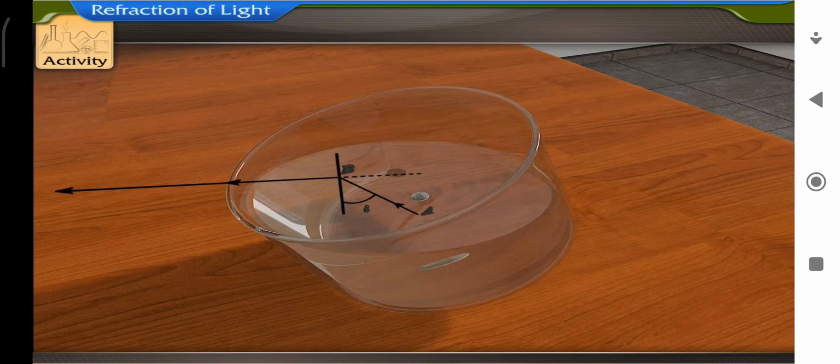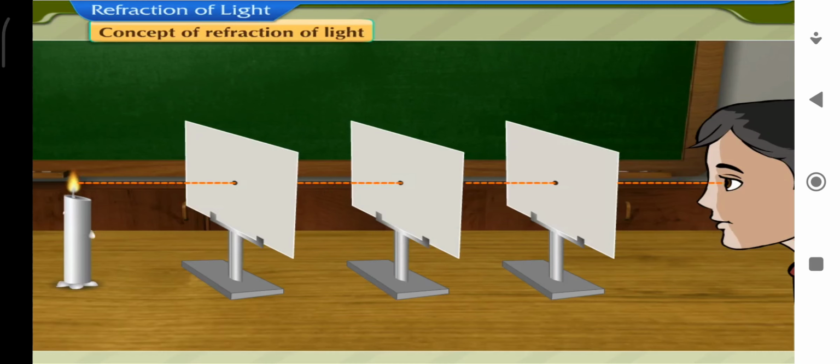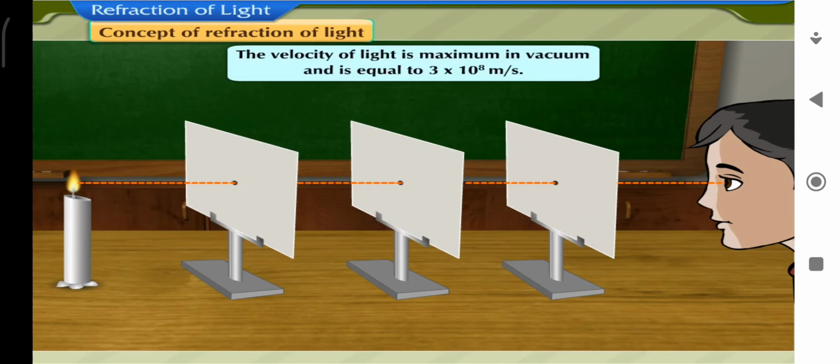Let us understand the concept of refraction in detail. Concept of refraction of light. Light travels along a straight line in a transparent medium. The velocity of light is maximum in vacuum and is equal to 3 multiplied by 10 raised to 8 meters per second. It is marginally less in air.